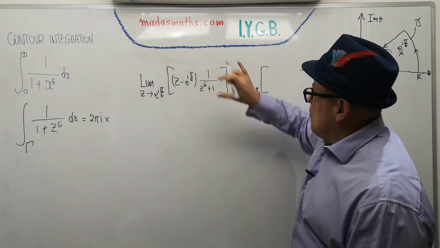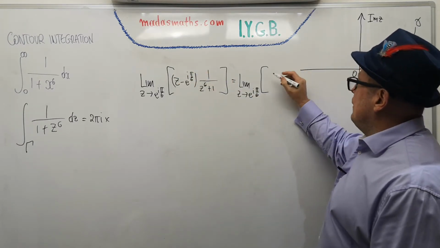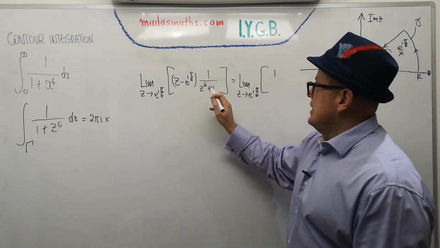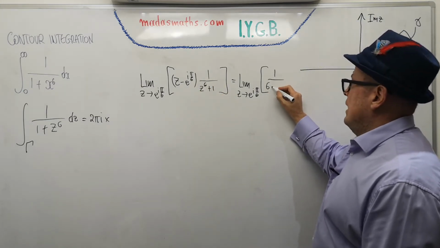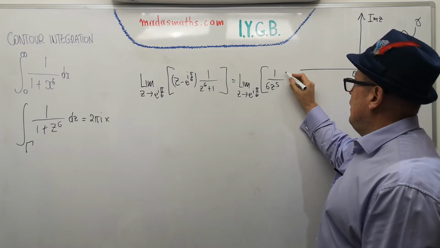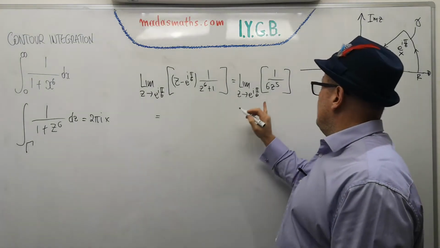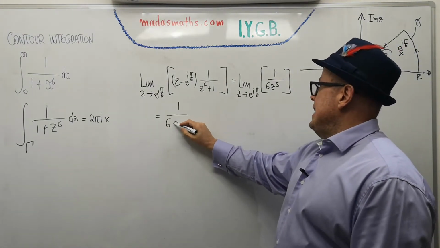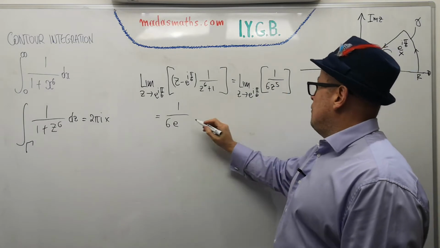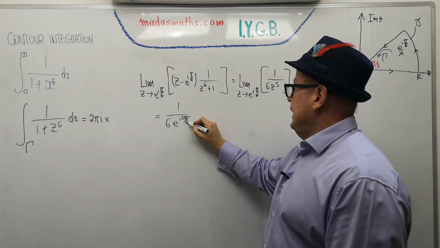So this is on the top, of course. If I differentiate the numerator separately, I'm going to get a 1 from just a z. And if I differentiate the denominator, I'm going to get 6z to the power of 5. So that's an easy limit to take. So this will now give me 1 over 6 e to the power of 5, so it's going to be i 5 pi over 6.